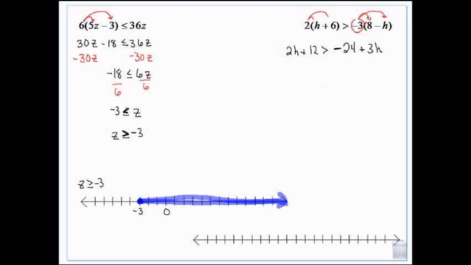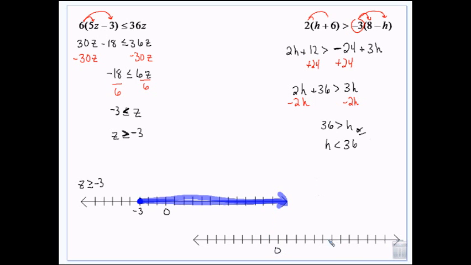Didn't we add 24? Yeah, you want to add 24 to both sides, to keep everything positive. We add 24 to both sides. I get 2h plus 36 is greater than 3h. Subtract 2h. And I get 36 is greater than h, which is the same thing as saying h is less than 36.